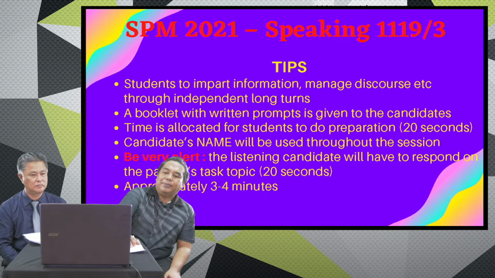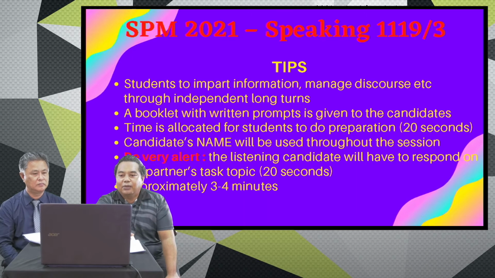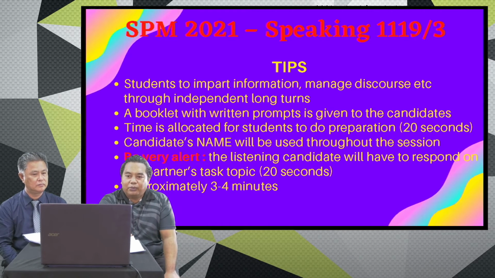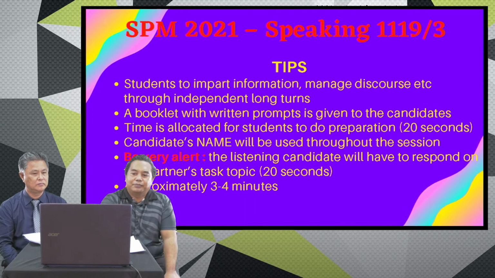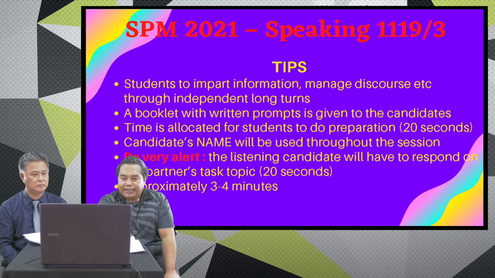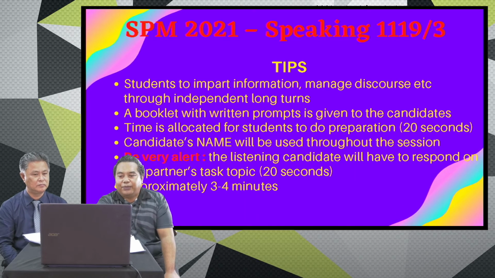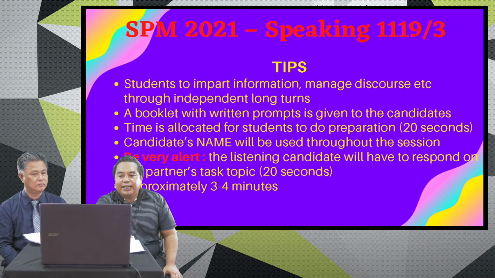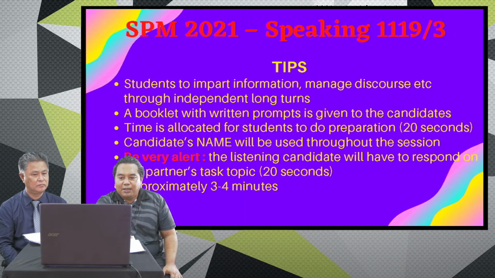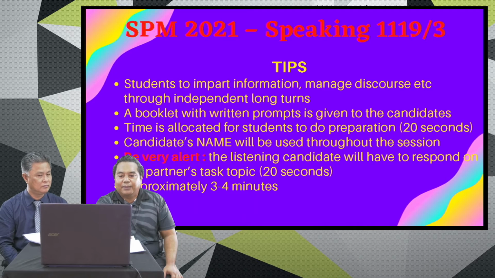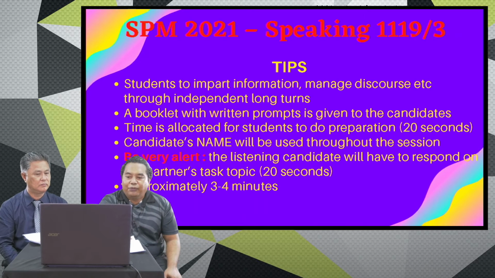Okay, tips here. Students impart information, manage discourse, etc. through independent long turns. A booklet with a written prompt is given to the candidates. Time is allocated for students to do preparation, 20 seconds. Candidate names will be used throughout the session. Be very alert. The listening candidate will have to respond on the partner's task topic, 20 seconds. Approximately 3 to 4 minutes.